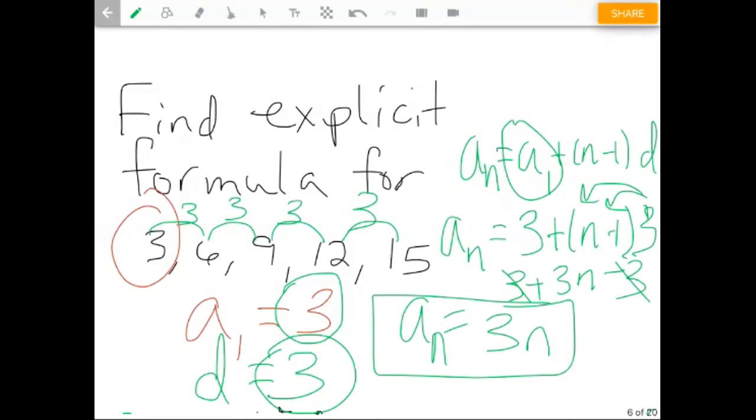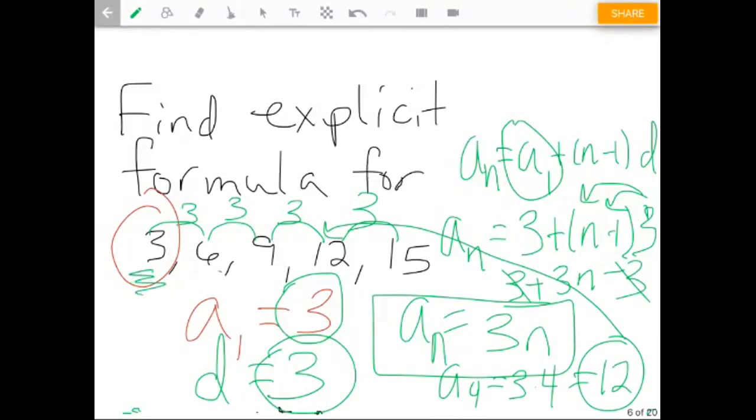So what that means is, let's say we wanted the 4th term, we'd want a sub 4. It would be 3 times n, and n is the term we want, so we want the 4th term. We do 3 times 4, which is 12. Notice, if we go back to our sequence, the first term was 3, the second term was 6, the third term 9, the fourth term was 12. So our formula is correct.